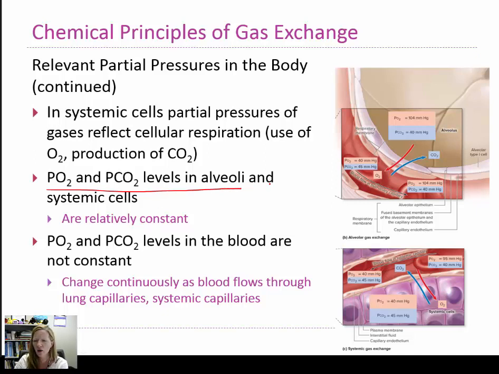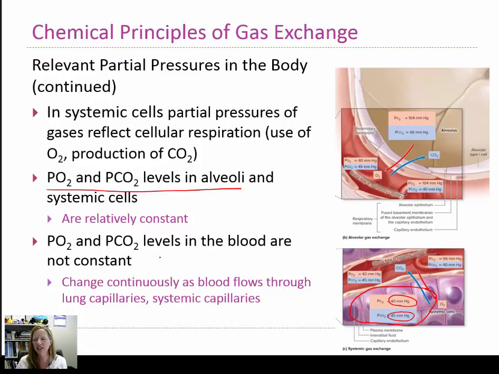Systemic cells, they are going to stay relatively constant as well. Let's take a look and see what happens in the systemic cells. They are going to reflect what's happening in the cells, which is cellular respiration. So they should be low in oxygen. Look at that, they are very low in oxygen, and they should be higher in carbon dioxide because the cells are producing more carbon dioxide as a byproduct. So that's good. But if we take a look at what happens with the PO2 and the PCO2 in the blood, they're not as constant.